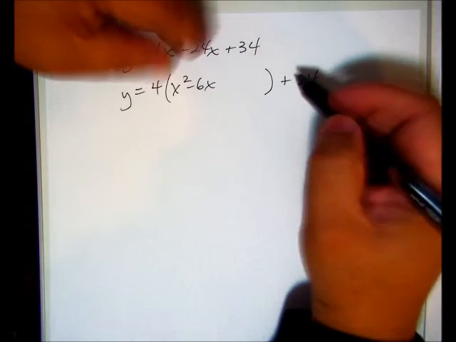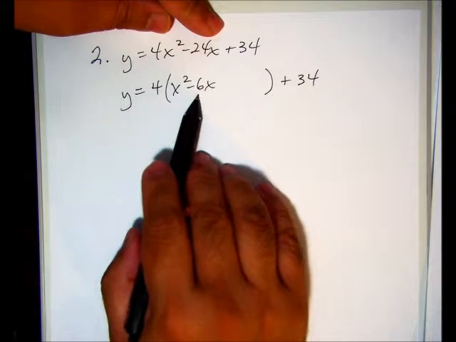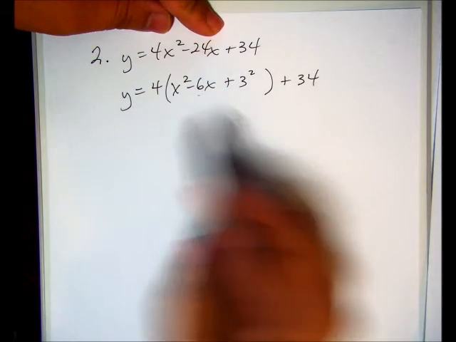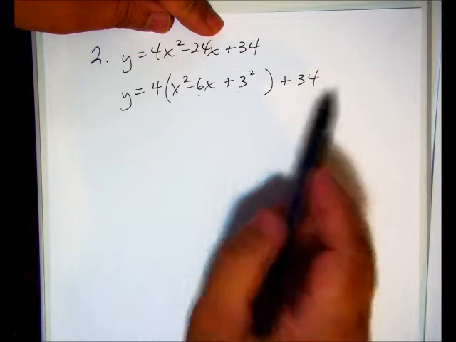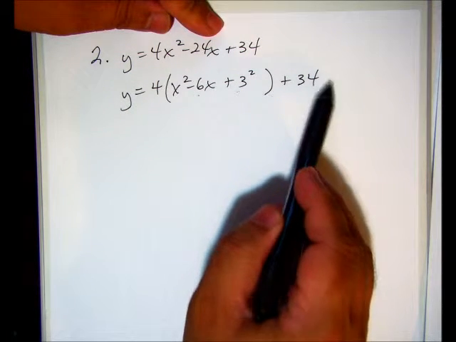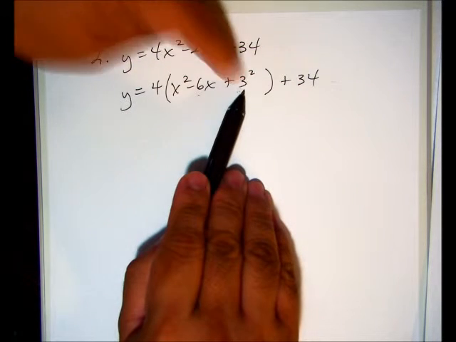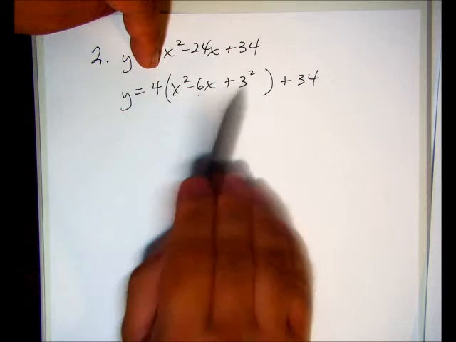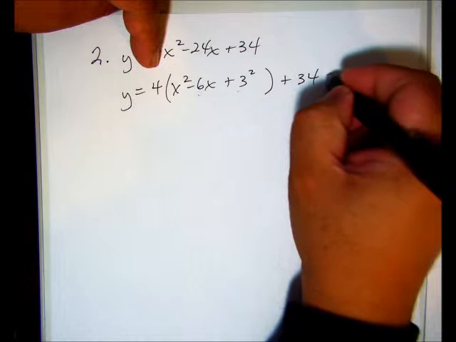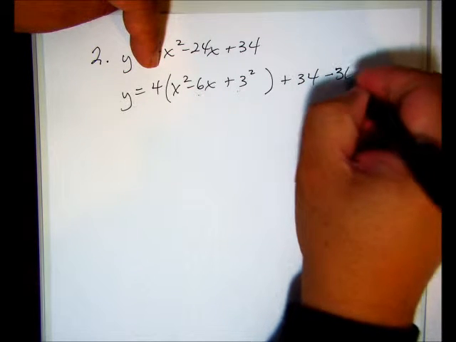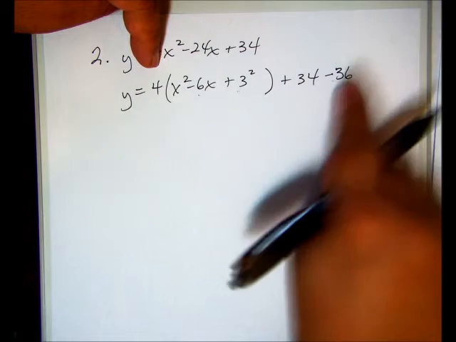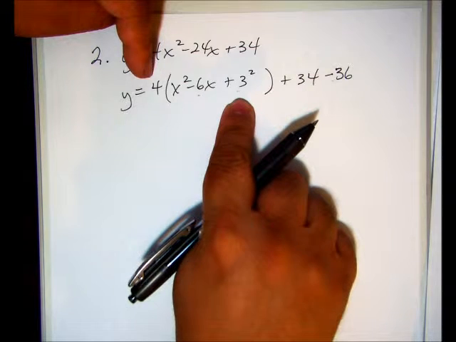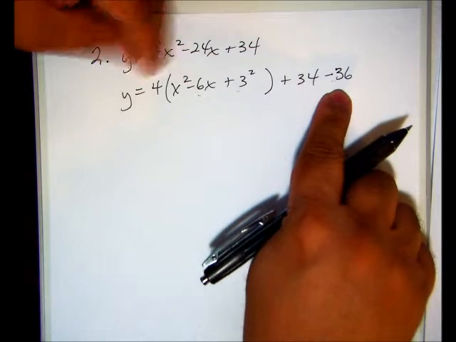Now we're going to complete the square in here. We take half the middle term and square it and add it. So it's plus 3 squared. To compensate for this 3 squared, you might think I just have to subtract 3 squared out here, but that's not true. This 3 squared gets multiplied by the 4. So essentially, I'm adding here 4 times 9. So I have to make up for that by subtracting 4 times 9, which is 36.